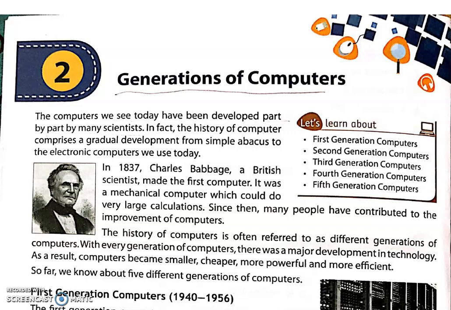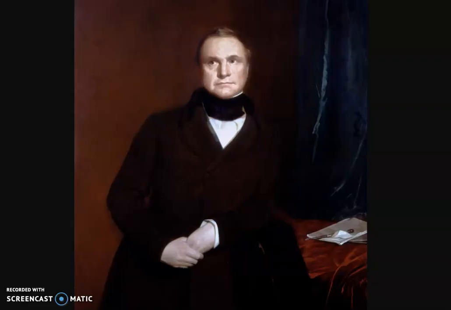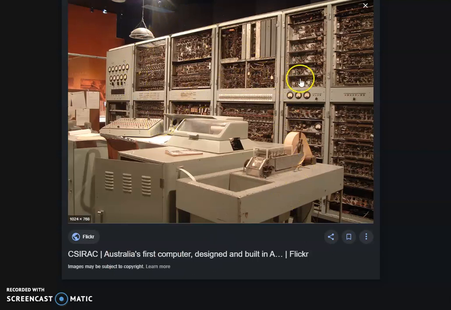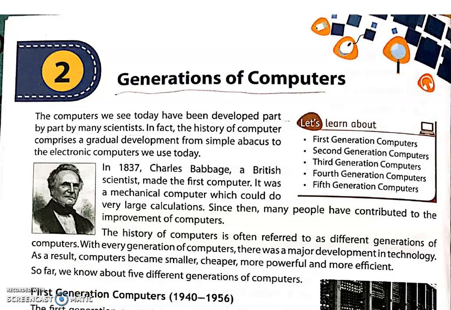The history of computers is often referred to as different generations of computers, and with every generation, there was a major development in the technology. Now, the computer that Charles Babbage had developed was a mechanical computer. See, it looked something like this. As I told you, it used to take up an entire room. This is actually just one computer. Look at this, so many machineries and such a big device. Compare it with today's laptop, which is so tiny. As a result, computers became smaller, cheaper, more powerful, and more efficient.